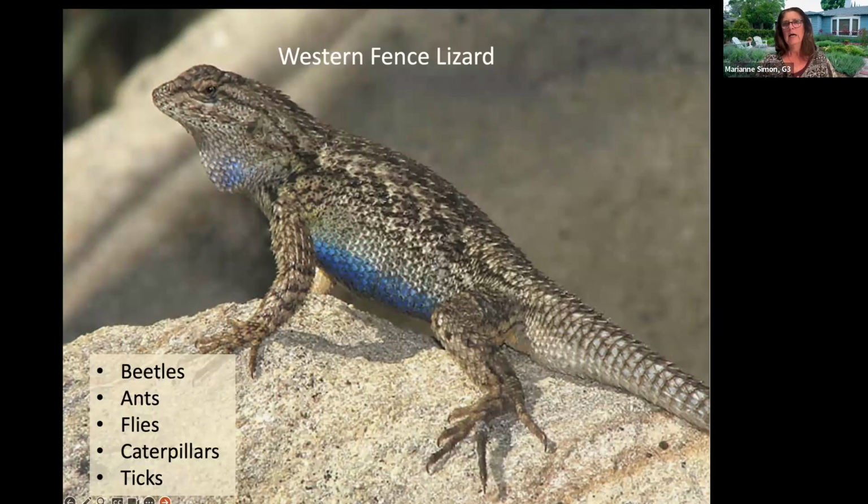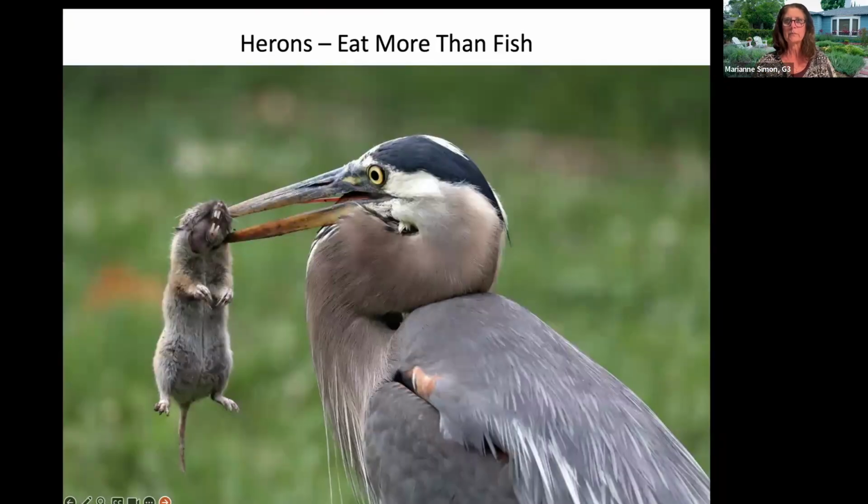This is really cool. Native lizard, the western fence lizard. It is great at controlling beetles, ants, flies, caterpillars, and ticks. I believe there's something in its skin that will actually poison the ticks. So it's not just that it eats them, but it has a very negative impact when they attempt to suck on it. And again, herons eat more than fish.